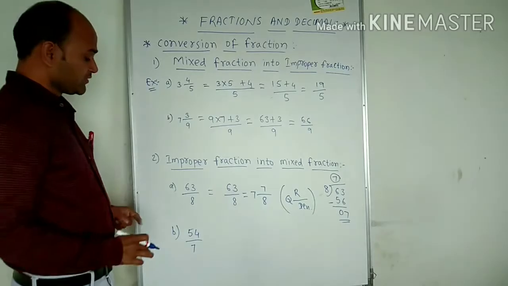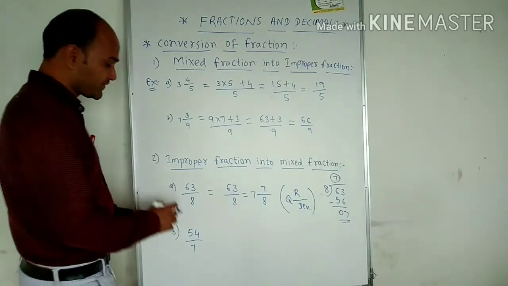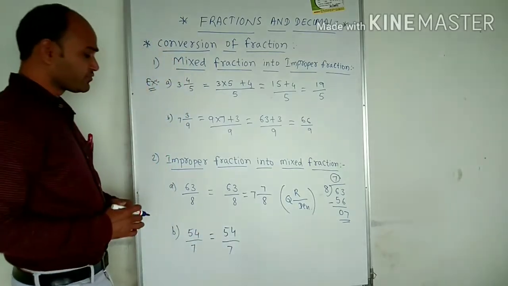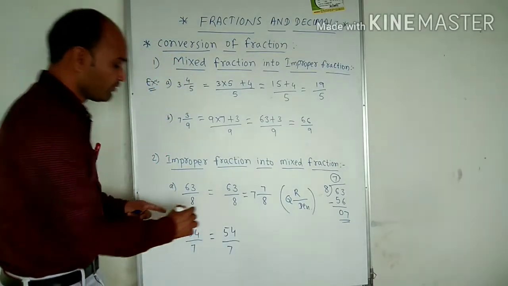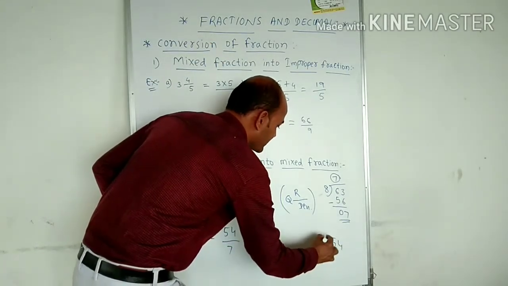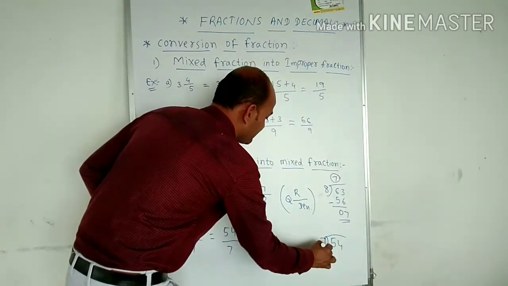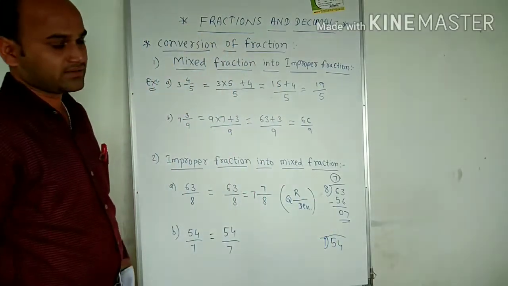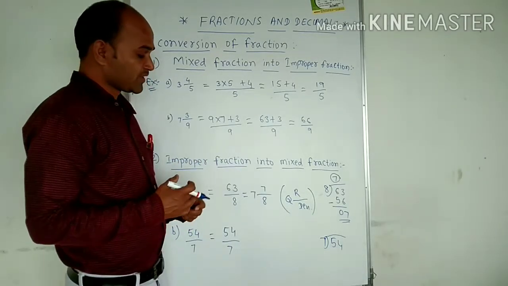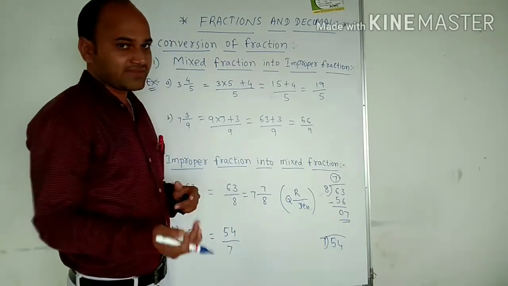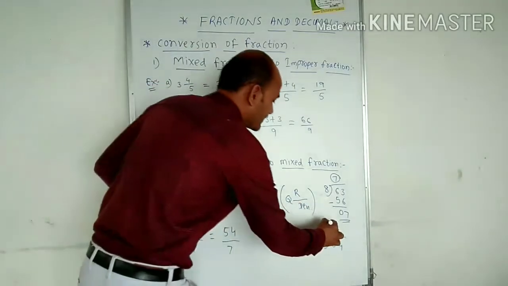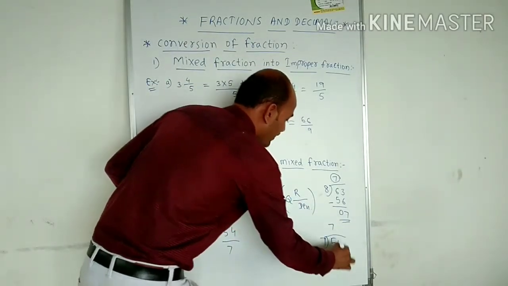Okay, so we have to see the next one, it is 54 upon 7. We have to convert this improper fraction into mixed fraction. So let me see here, 54 divided by 7. Again, 54 is not in the 7th table, so we have to take the smaller number which comes in the 7th table. That is 7 7s are 49 and 7 8s are 56. So 56 is bigger, and we take 7 7s are 49.